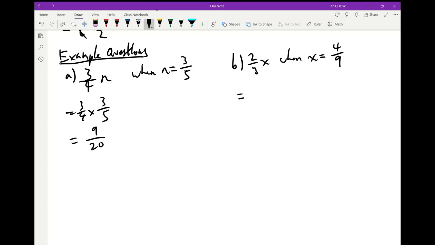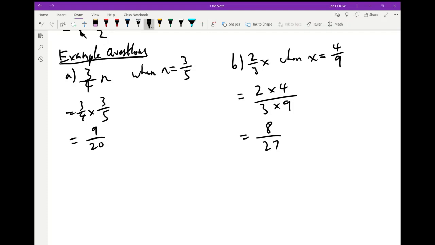Then for this one, we have 2 times 4 at the top, and then we have 3 times 9 at the bottom, and that becomes 8 over 27. And again, there's no more simplifying that we can do in this question.